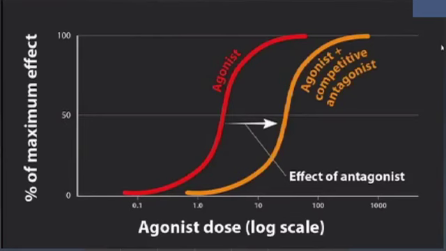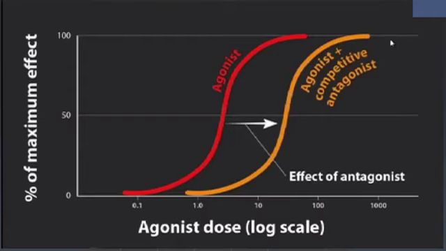So here we see a curve that shows the effect of a competitive antagonist. Here in red, we have the curve of an agonist by itself. It could be an endogenous agonist, like epinephrine is an agonist at adrenergic receptors, or it could be an agonist drug, like albuterol, which is an agonist at the beta adrenergic receptors. And then here the orange curve shows an agonist given with a competitive antagonist.